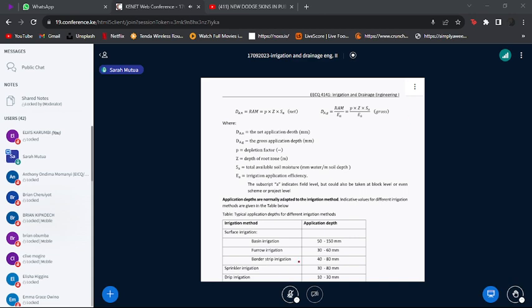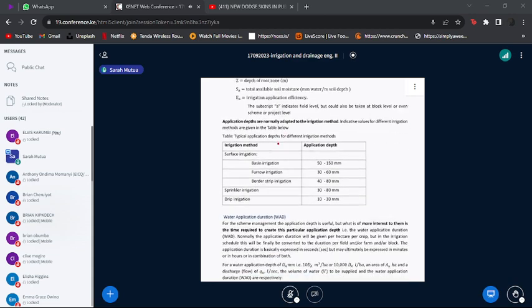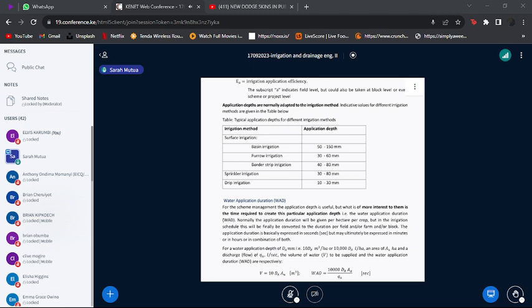When thinking about water application depths, you have to think about the various irrigation methods and their typical application depths. Surface irrigation systems can apply very high depths of water, especially basin irrigation and border strip irrigation. Drip irrigation and furrow irrigation, not so much. Sprinkler irrigation can also apply quite high irrigation depths.